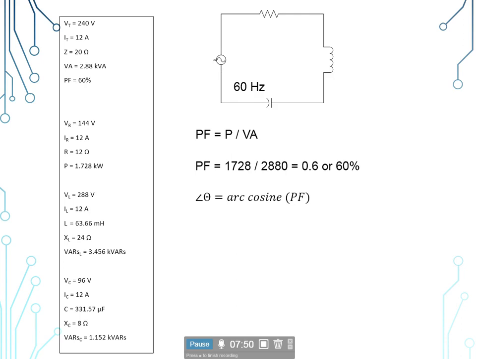Now that we have our power factor, we can find our angle theta, which is simply the arc cosine of the power factor. So our angle theta is equal to cosine raised to the negative 1, put our power factor inside the parentheses as the decimal 0.6, giving us 53.13 degrees of phase angle.